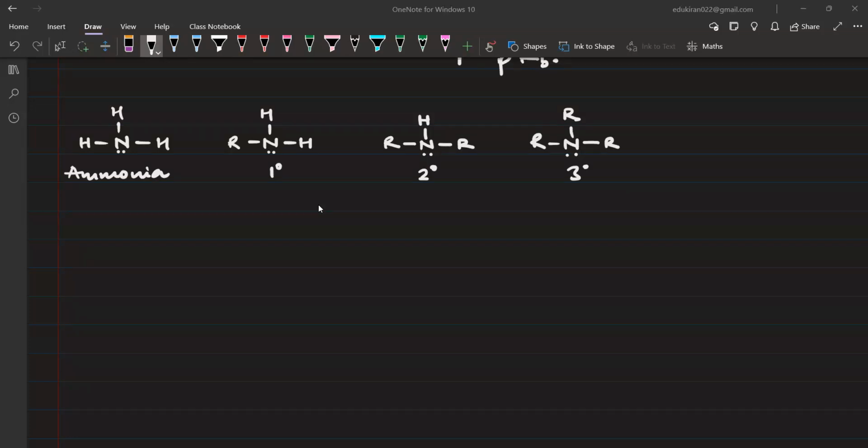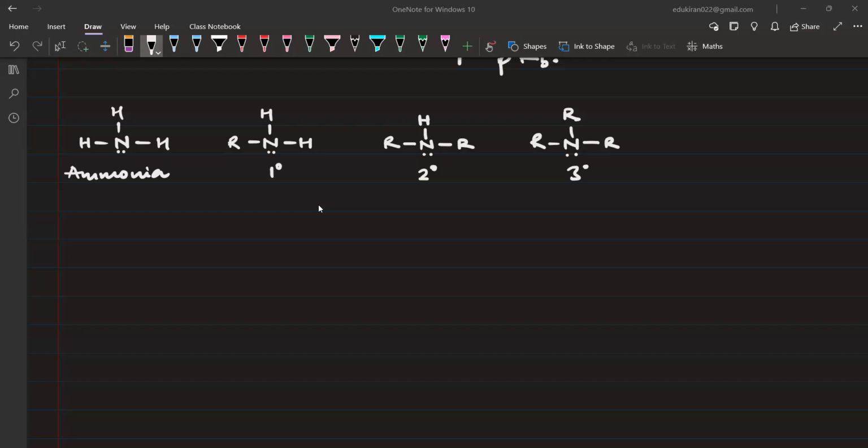Now, if I look at the electron density criteria, does it make sense? If the electron density is higher, then the basic character will also be stronger. It will act as a strong base. Make sense? Yes or no? Please tell me, guys.